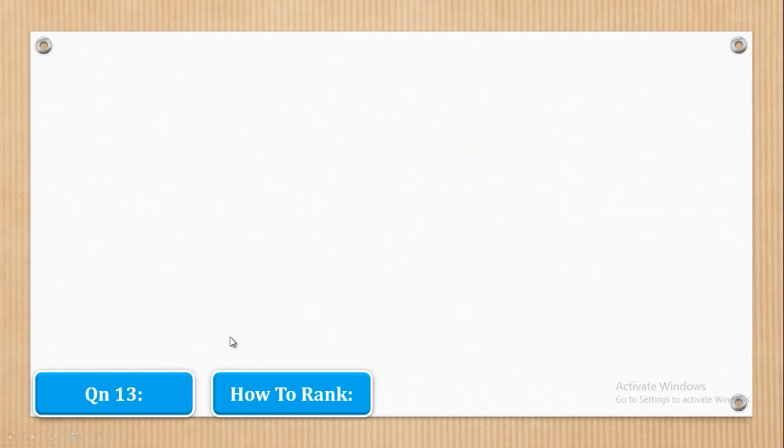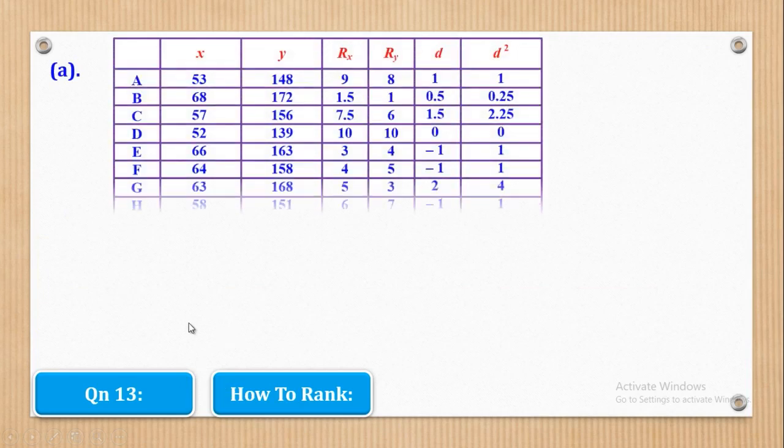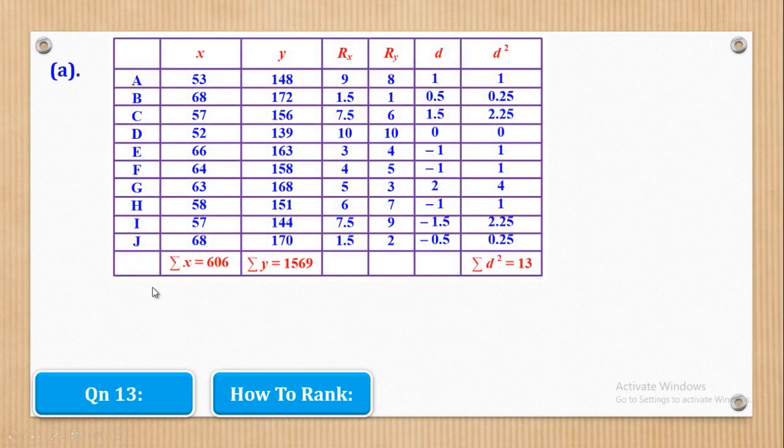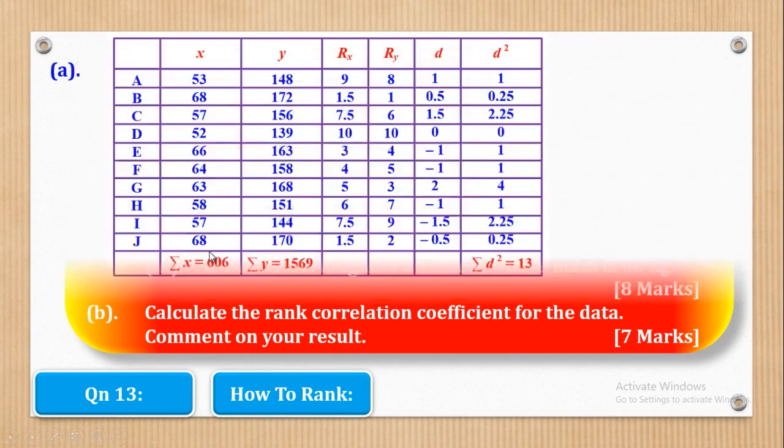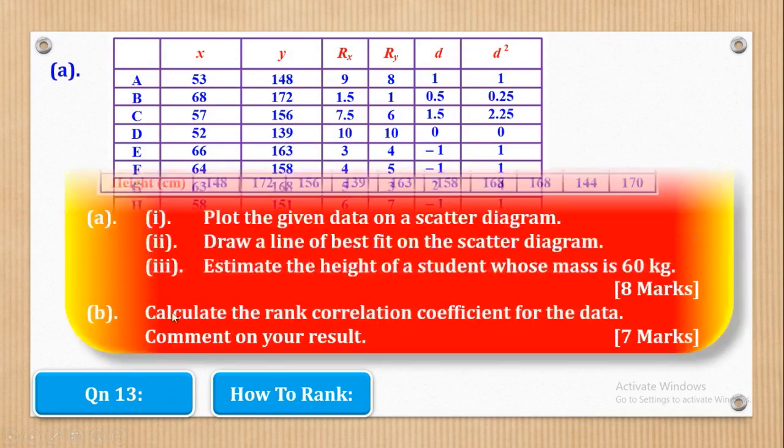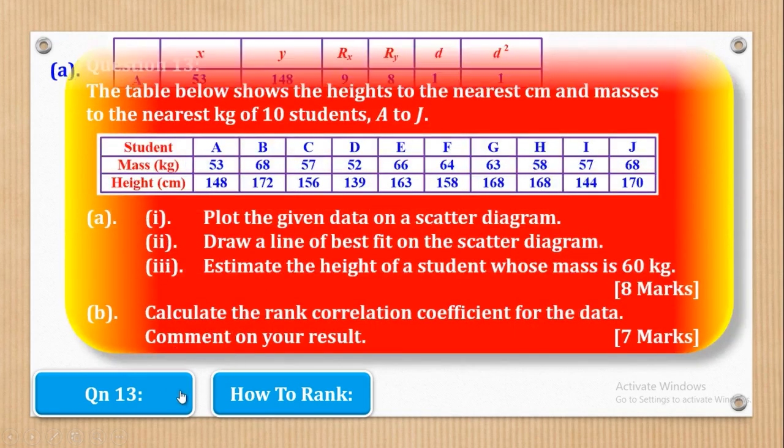So the first thing to do before anything is to tabulate, is to draw a table. Now that table will help us so much in all the parts. So this is the column for students and this is the column for x. Now x will be the values for the mass, and y will denote the values for the height, by this time in column form.